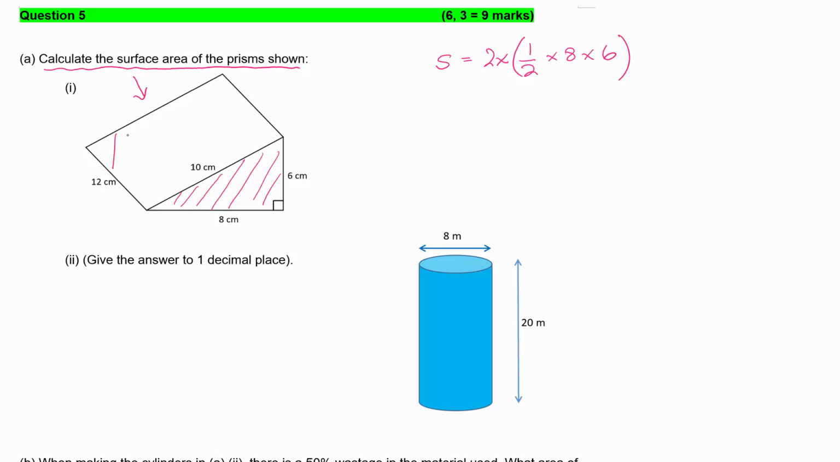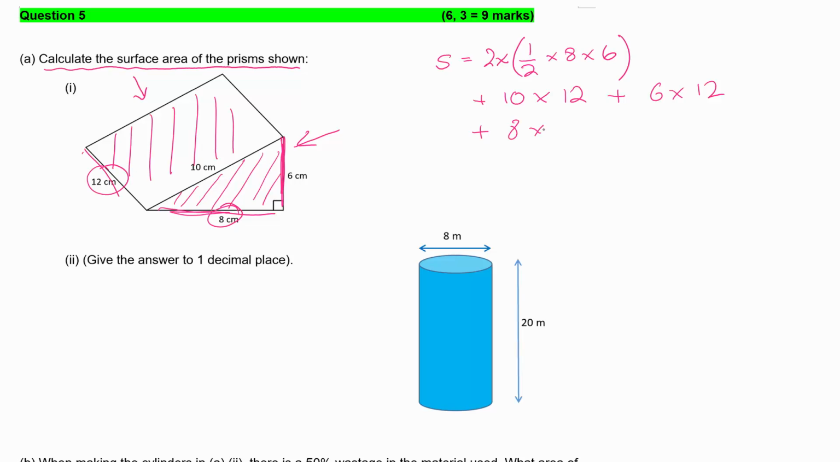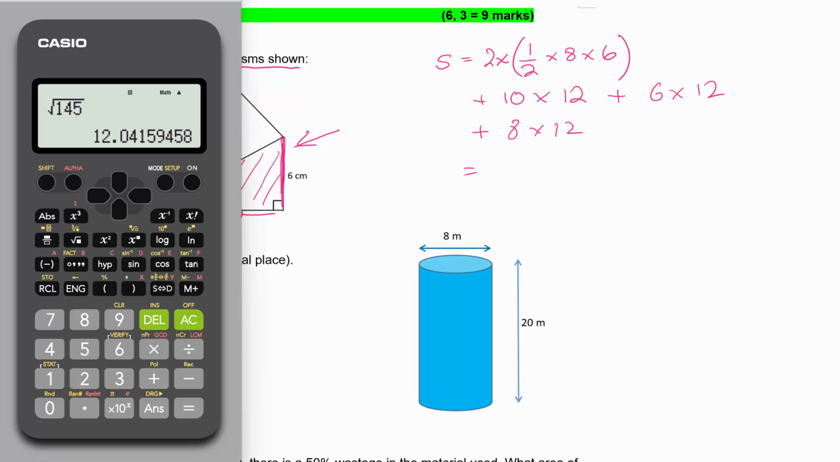We've got this surface on the top here, which we can see is a rectangle that is 10 by 12. We'll have a surface on the back, which is 6 here and 12 that way. So that is going to be 6 times 12. And we'll also have a surface on the bottom, which is a rectangle, which will be 8 times 12. And then we just need to put all of those together.